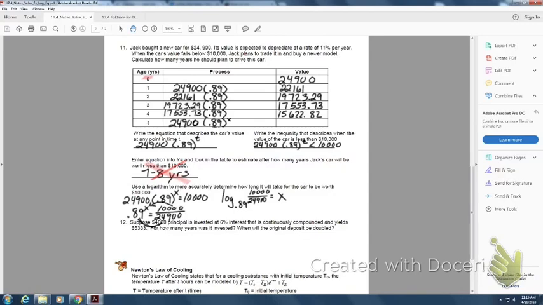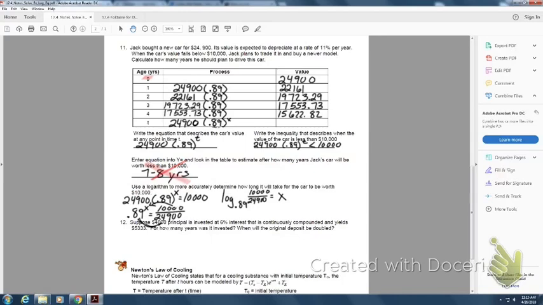The base is a decimal. Hopefully you know where the decimal button is on your calculator. Alright, whenever you get to here, it's a fraction. So do alpha y equals. Or you can just put 10,000 divided by 24,900. Just make sure that it's all in parentheses.